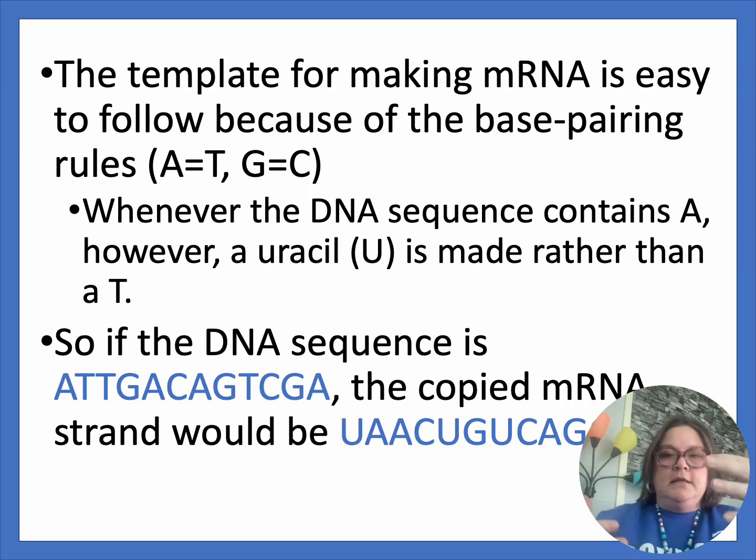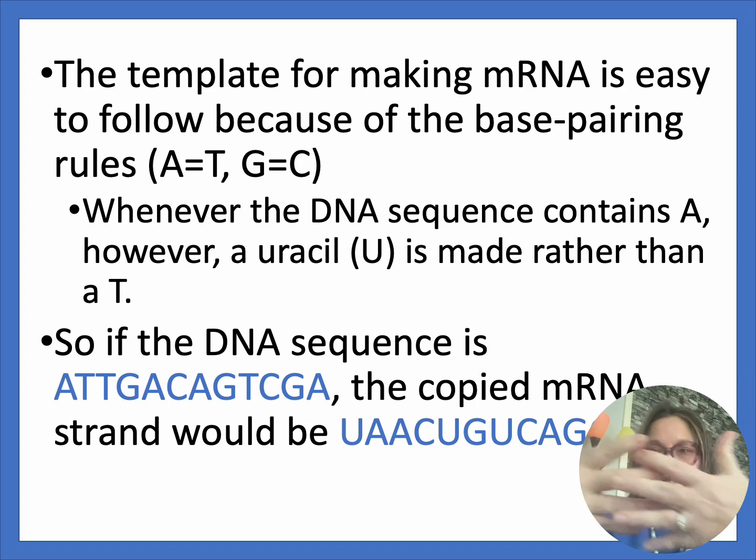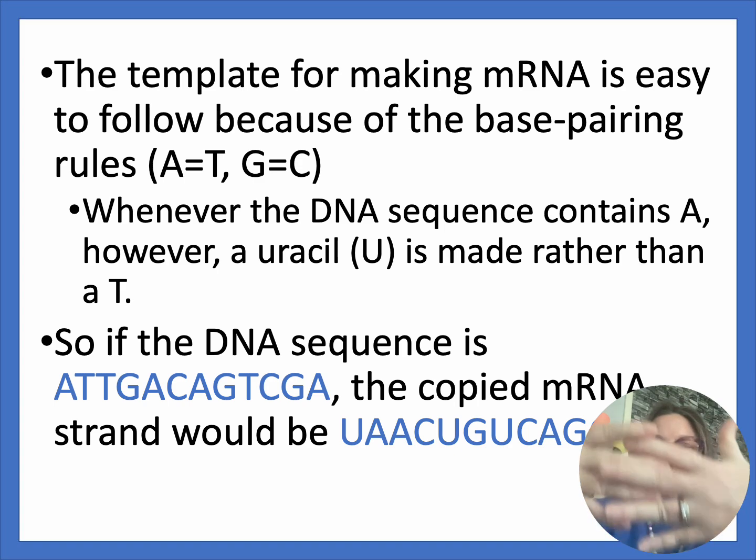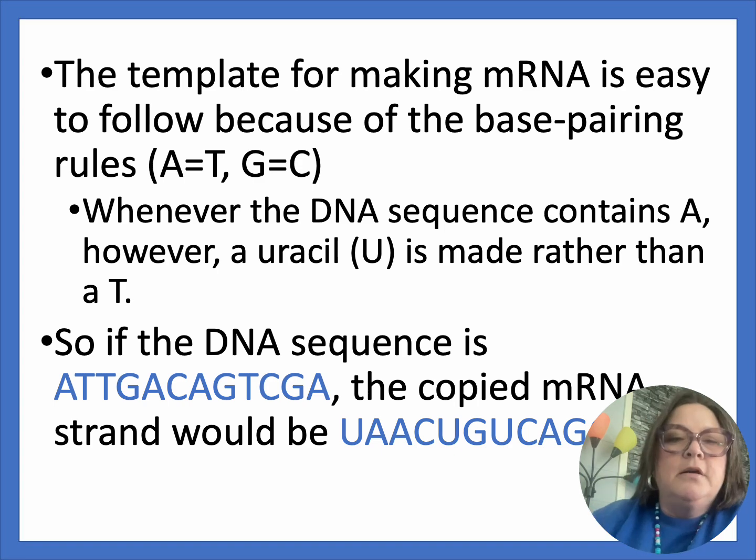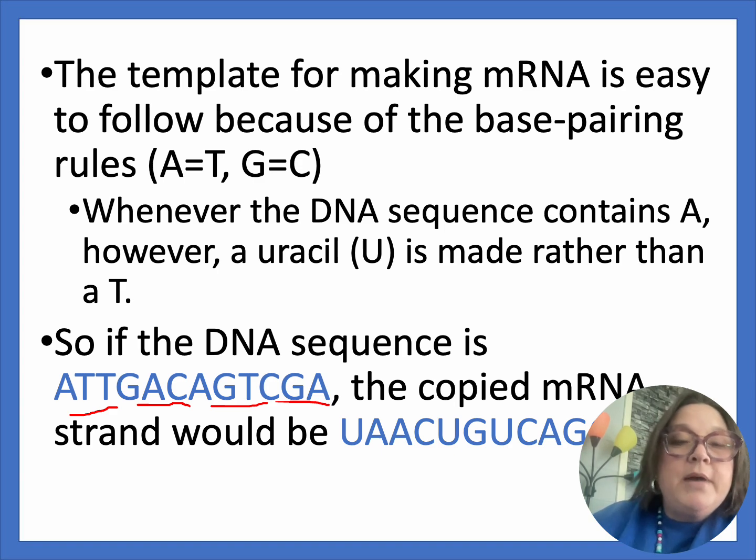It's like building Legos. It's which Legos you are going to put together to match up to make the building that you need to make, how it's going to pair up. So if the DNA sequence is ATT, we have ATT right there. And then we have GAC, AGT, and then CGA. So your promoter sequence would be your ATT, your GAC, your AGT, and then your CGA. So that's just saying your promoter sequence in threes. The copied mRNA strand would be what pairs up with these.